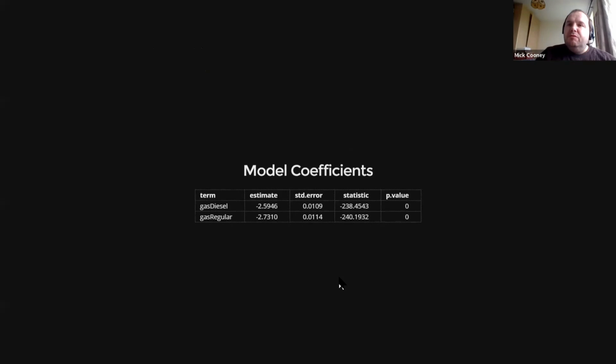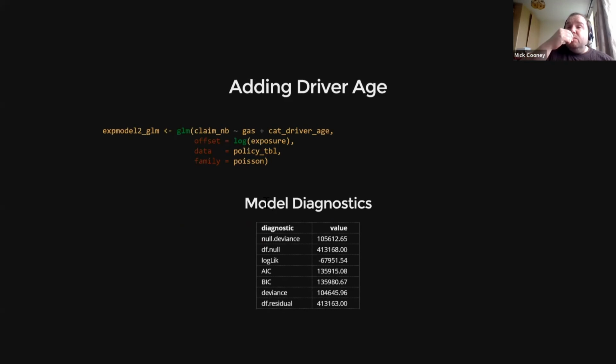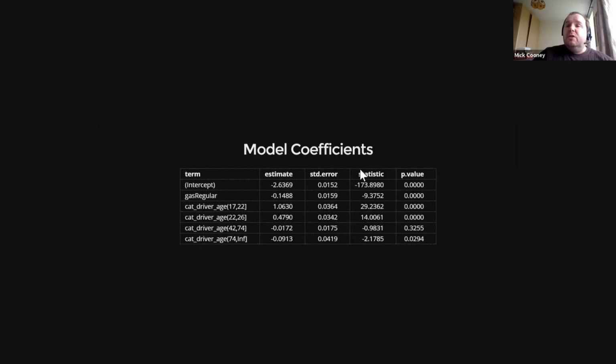I won't really get into it. We can see we do a quick split. Because it's just a single parameter model, this is effectively the equivalent of just calculating the claim rate for diesel cars and for regular cars with regular gasoline. And actually, they kind of match when we do that. But in this model, we can do fancier things. We can add in the driver age, and we see that gives us a better deviance, and we get some model coefficients.